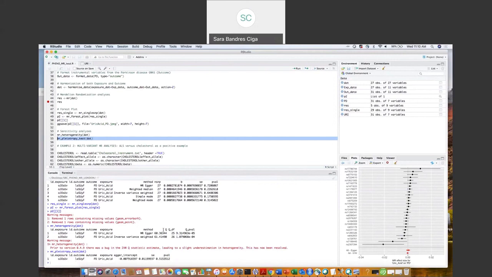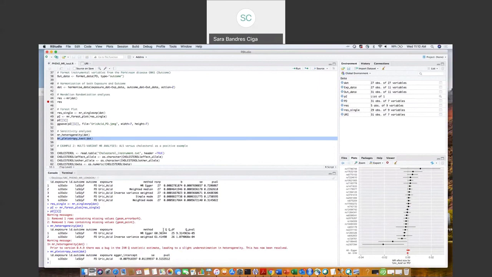Yeah, it's very different. LD score regression aims at understanding if there is genetic correlation, so basically pleiotropy between two traits. In this case, what we want to assess is causality. So that's the main difference between both methods.